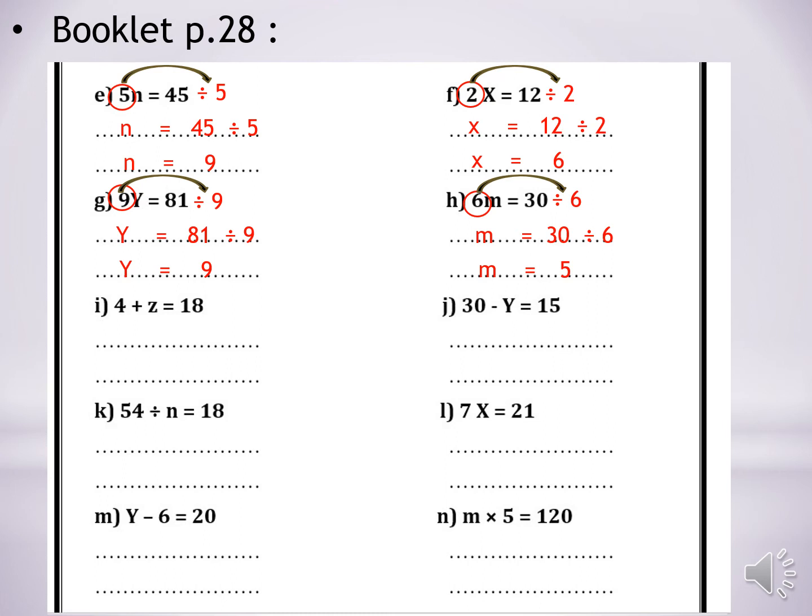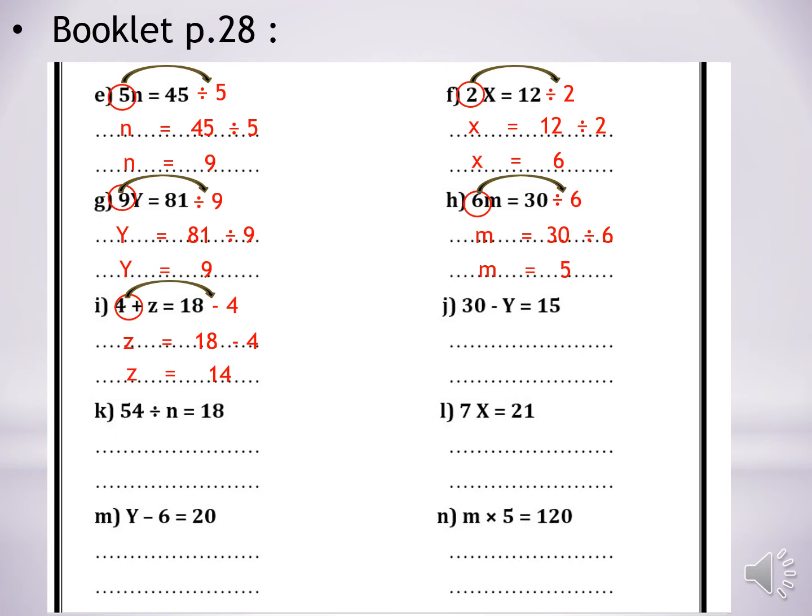4 plus z equals 18 in letter I. So circle the number, take it to the other side with the opposite sign. The opposite of plus is minus, so it will be 18 minus 4. So z equals 18 minus 4 equals 14, so z equals 14.